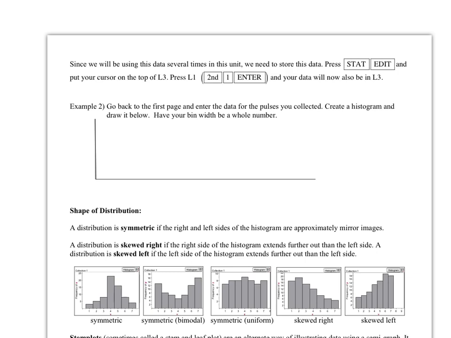So this first line was storing L1 into L3 for later use. And now example 2. Example 1 was the NFL data. Collecting the pulse data was just an activity to collect data. Now go back to the first page and enter the data for the pulses you collected. So let's practice with the calculator first. We are going to enter the data from our class pulse rate into L1. You know how fast it was to do the histogram with a calculator. It was really fast, so we can all do it together.